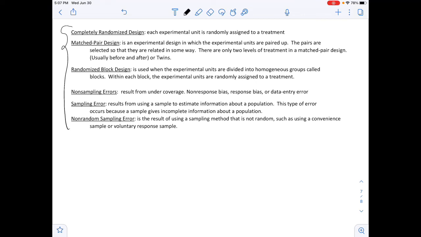We have different types of errors also. So there's 3 different types of errors. Non-sampling errors result from undercoverage, non-response bias, response bias, or data entry errors. We have sampling errors. This results from using a sample to estimate information about a population. This type of error occurs because the sample gives incomplete information about a population. And then we also have a non-random sampling error. This is the result of using a sampling method that is not random, such as using a convenient sample or voluntary response sample.